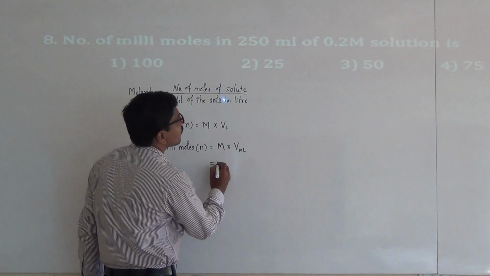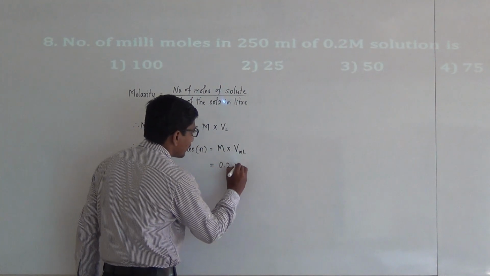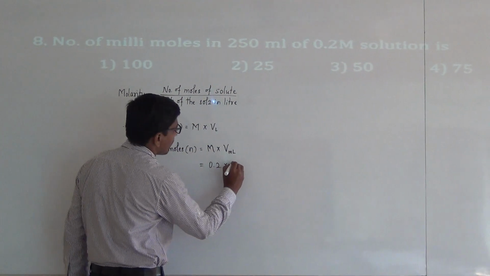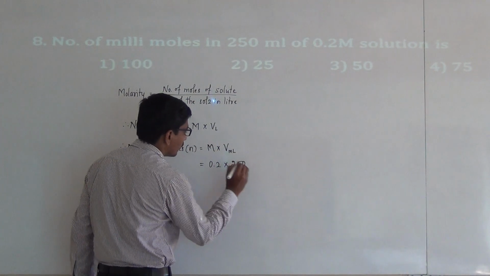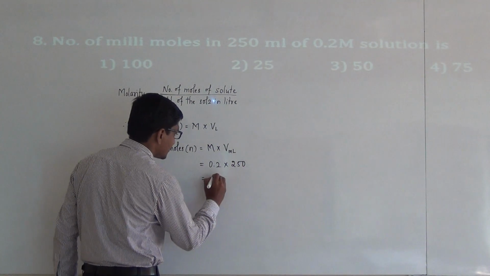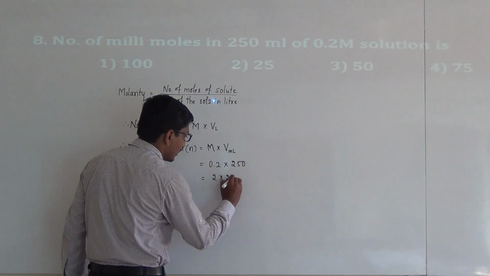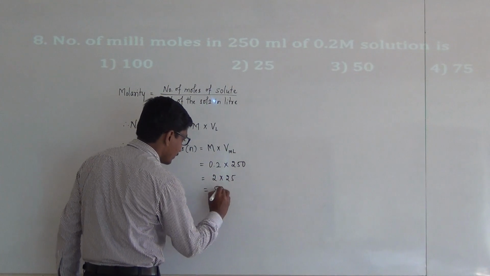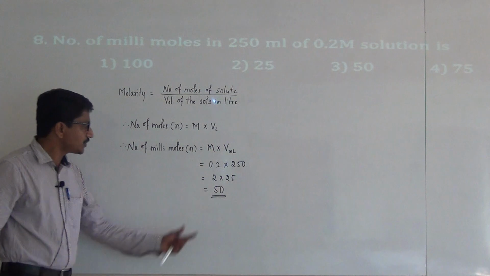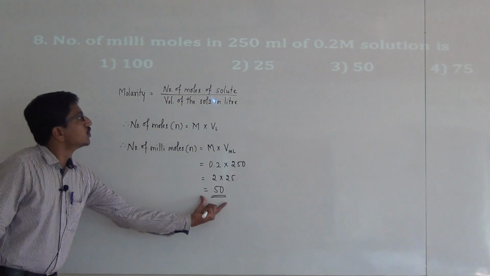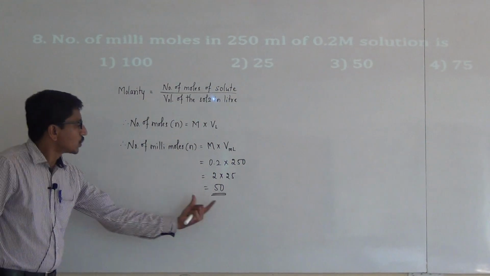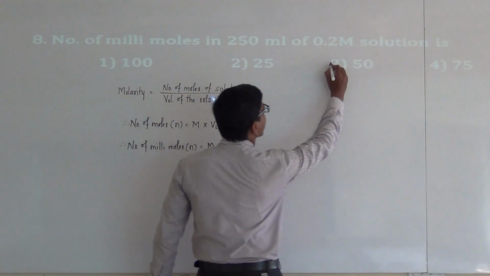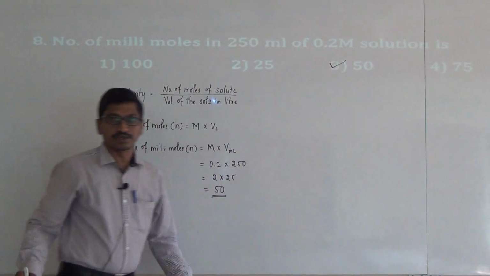The molarity of the solution is 0.2 and the volume in ml is 250. This is 2 into 25, equal to 50. The answer is, the number of millimoles of this solution is 50. Third one is the right answer.